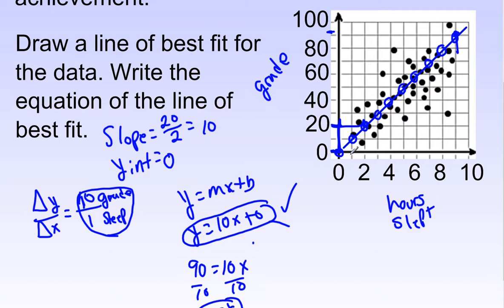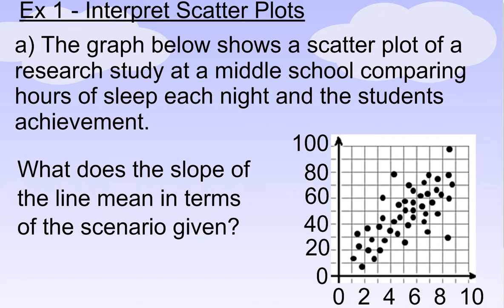So look at it. When you get 1 hour of sleep, 10. 2 hours of sleep, 20. 3, 30. 4, 40. 5, 50. 6, 60. 7, 70. So for every additional hour of sleep you get, your grade increases by 10%, according to this data. I'm not saying this is realistic, but according to this data, that's what it means.